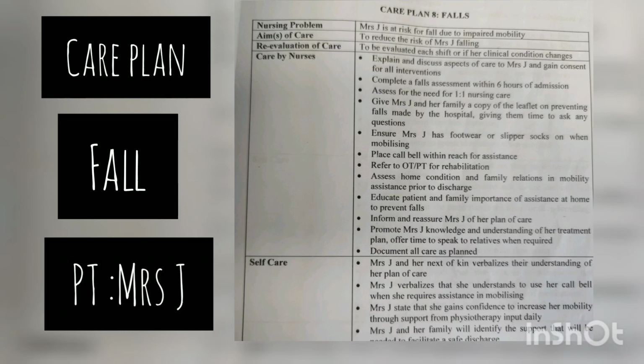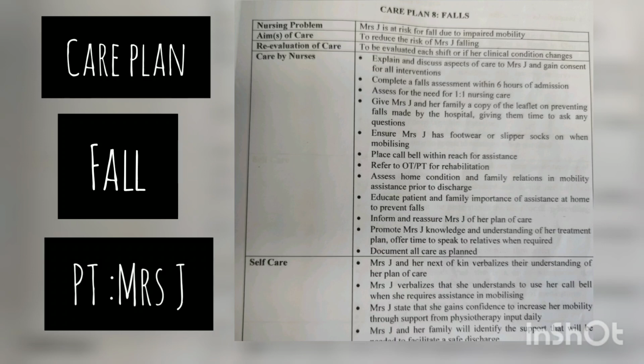Give Mrs. J and her family a copy of the leaflet on preventing falls made by the hospital, giving them time to ask any questions. Ensure Mrs. J has footwear or slipper socks on when mobilizing. Place call bell within reach for assistance. Refer to occupational therapists or physiotherapists for rehabilitation.